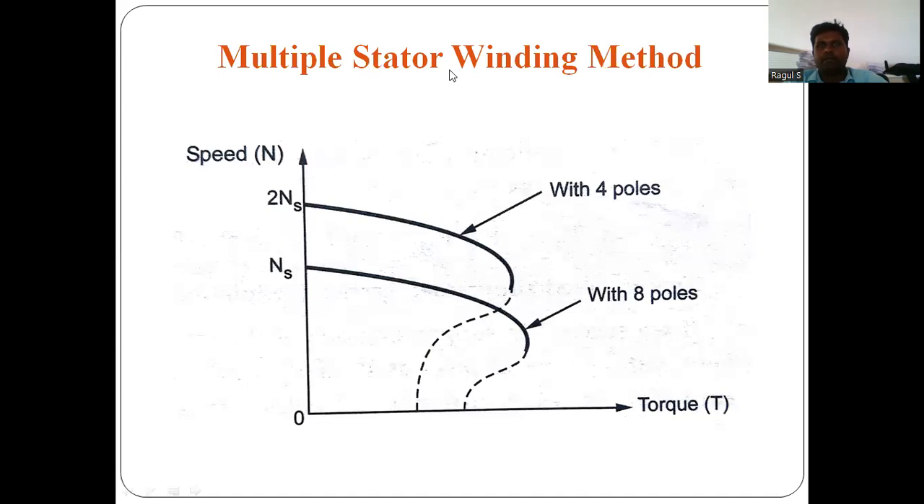Next is the multiple stator winding poles. Ns equals 120 f by P. Here P indicates the poles. Whenever we increase the poles, the synchronous speed automatically reduces, because the poles are inversely proportional to the synchronous speed. Through this graph, we can see that a four pole machine has a very high synchronous speed. An eight pole machine, which consists of eight poles, has a very low speed compared to the four pole three-phase induction motor.